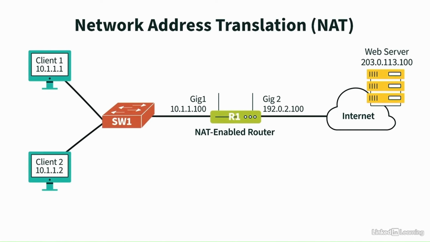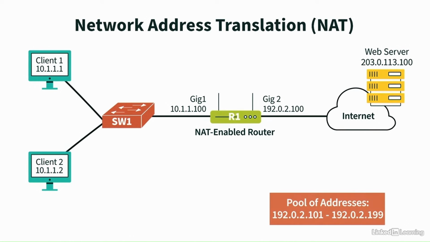Let's take a look at an example. In this instance, we're fortunate enough to have a pool of publicly routable addresses that we can use in the range of 192.0.2.101 all the way through 192.0.2.199. Now, those addresses can be used as we send traffic out to the internet.